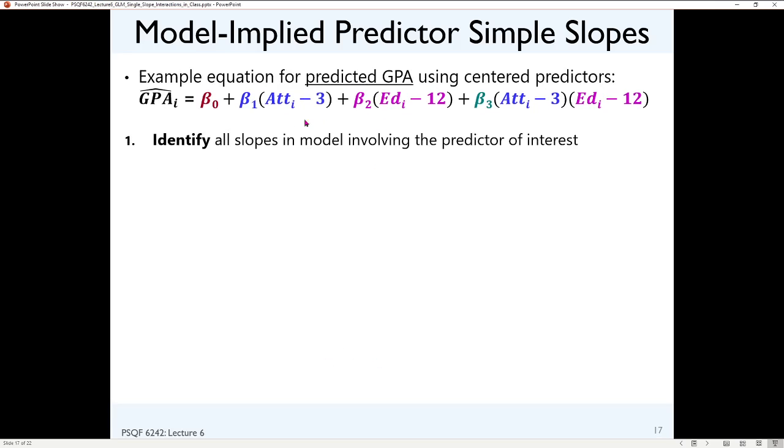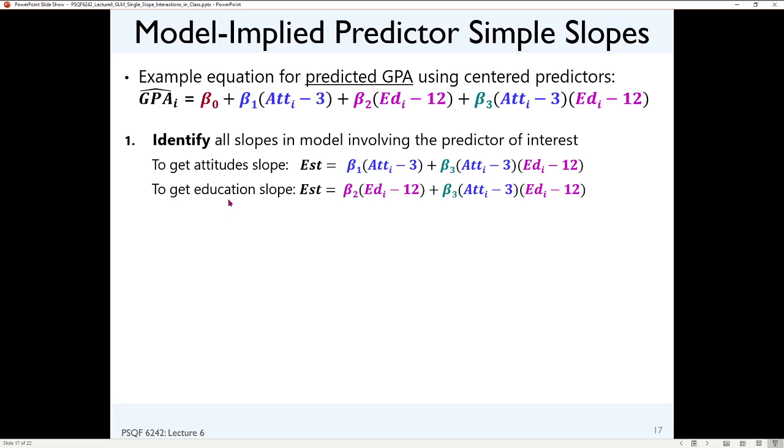So for instance, if we work with the same linear model here with an education by attitudes interaction, the first step is to identify all the slopes. If what we're trying to get is the slope of attitudes, we go through the equation, find all the places that have attitudes in them, and only bring forward those terms. So we would have beta 1 times attitudes plus beta 3 times attitudes and education.